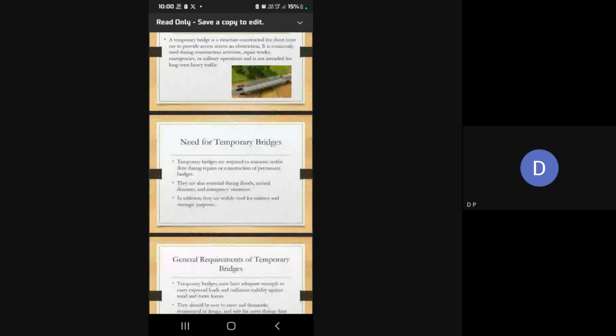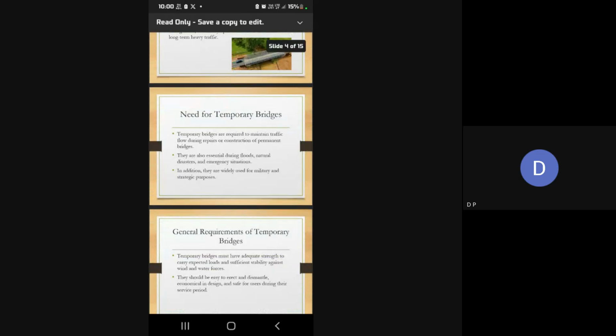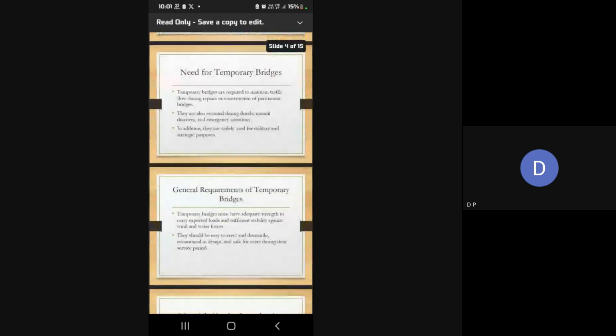Need for temporary bridges. Temporary bridges are required to maintain traffic flow during repairs or construction of a permanent bridge. They are also essential during floods, natural disasters, and emergency situations. In addition, they are widely used for military and strategic purposes.